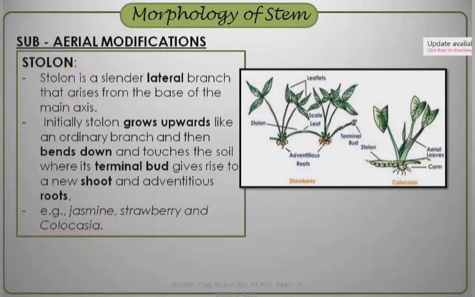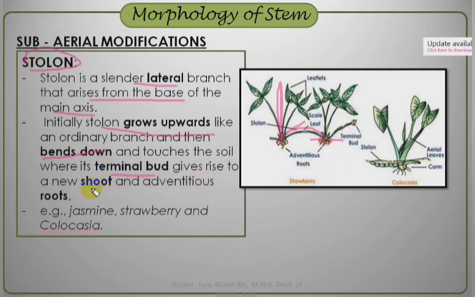The second type of subaerial modification is stolon. Now what is a stolon? A stolon is a branch that arises from the base of the main stem. Suppose this is a main stem. A branch is arising from this part and going straight above the soil. Initially it grows upward like an ordinary branch, but after some time it bends down. It is bending down, you can see, and touches the soil surface.